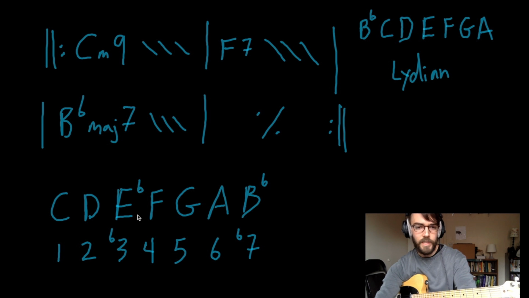Sticking with what we've determined from the C minor here, we could play an E flat, but we could also get away with playing an E natural, because over this chord we don't have any E notes at all, either flat or natural.